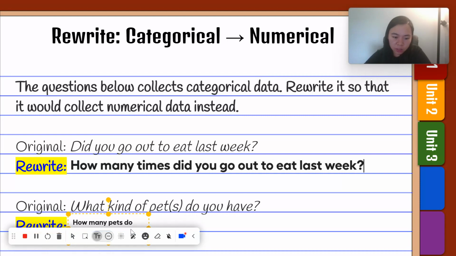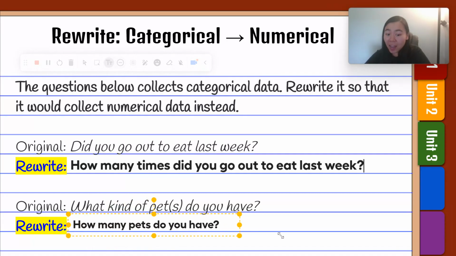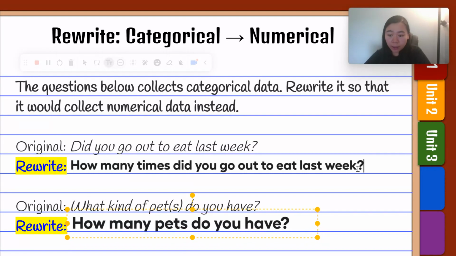It doesn't have to be this question. There are a lot of different questions you can ask. You can ask specifically, how many dogs do you have? Or specifically, how many cats do you have? Or how many pets have you owned in your life? Maybe you don't have them now, but you've had this many pets. Okay, so this is not the only right answer. As long as your question is still about going out to eat and pets, okay, rewrite it so it gives you a number answer.